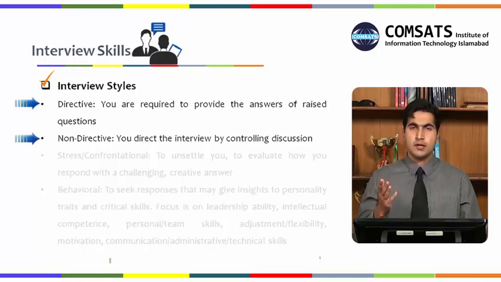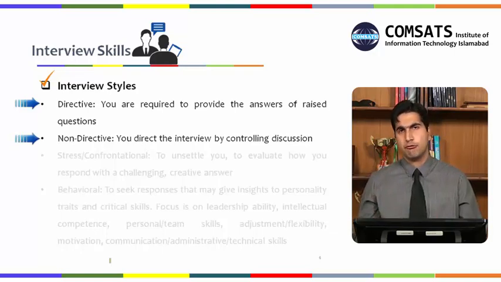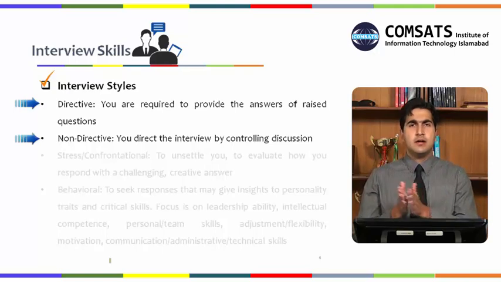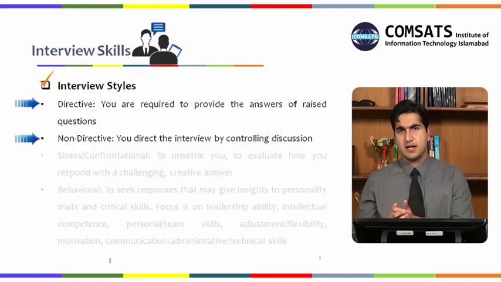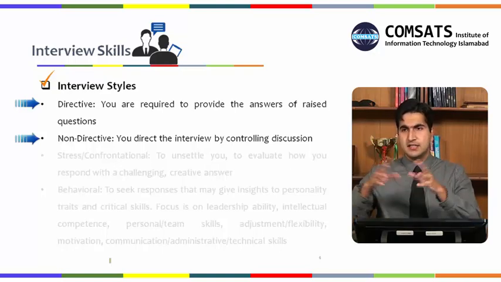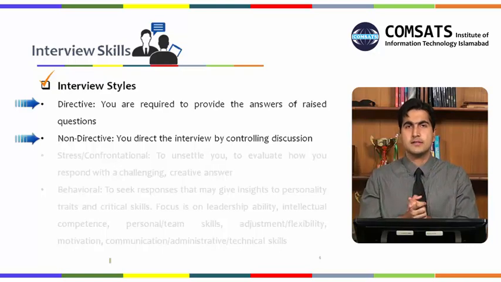Which is the case in category number 2, non-directive, because you are the one who directs the interview by controlling the discussion. If they are providing you with some specific questions regarding such a situation in which you have to perform this task, how are you going to do it? So they are setting up a context and you are providing the answer.